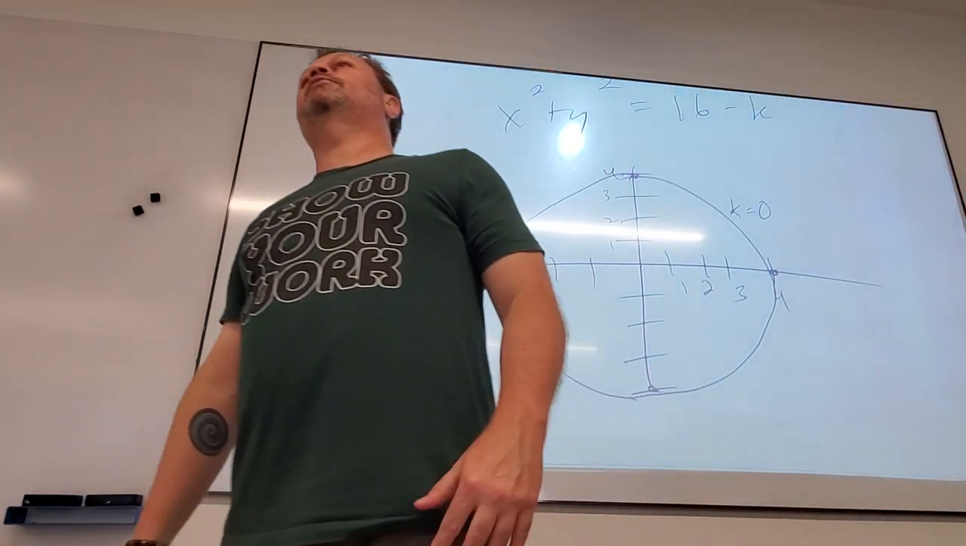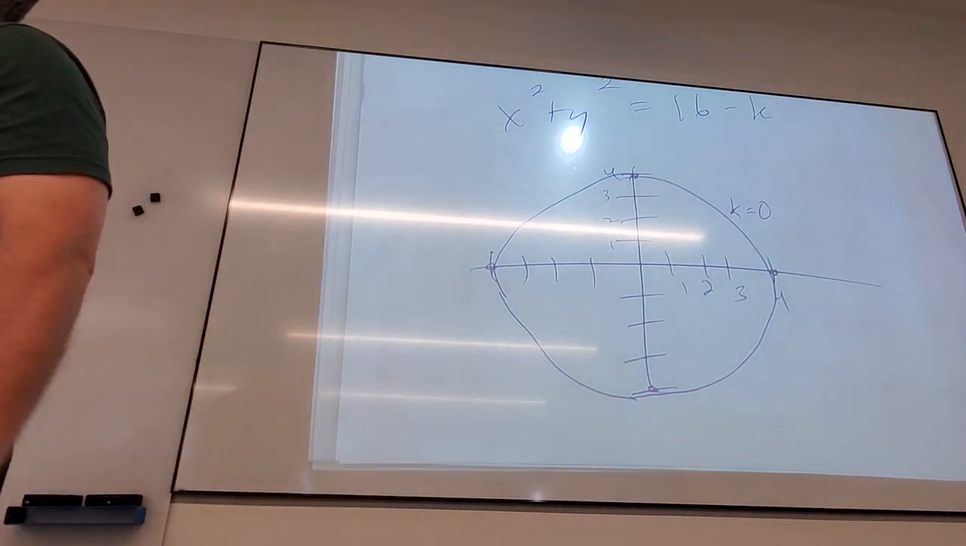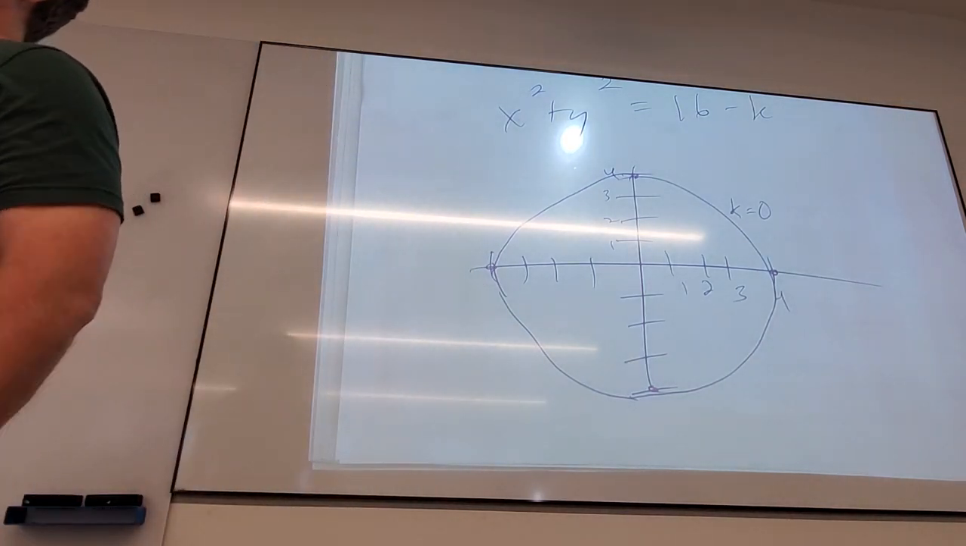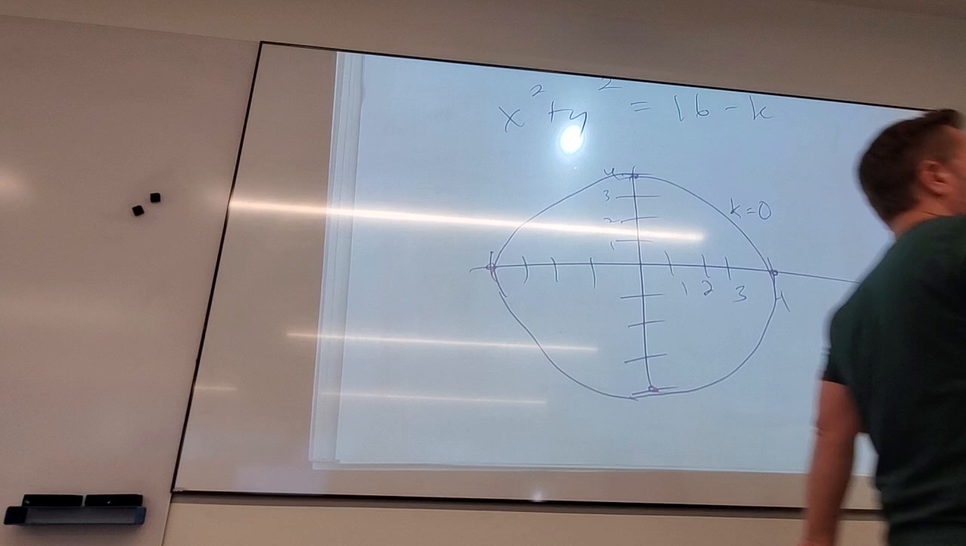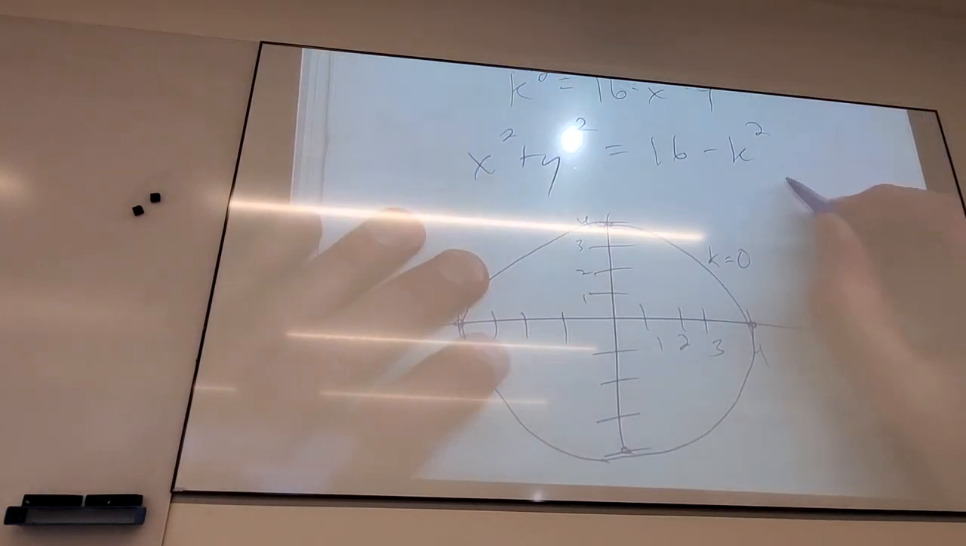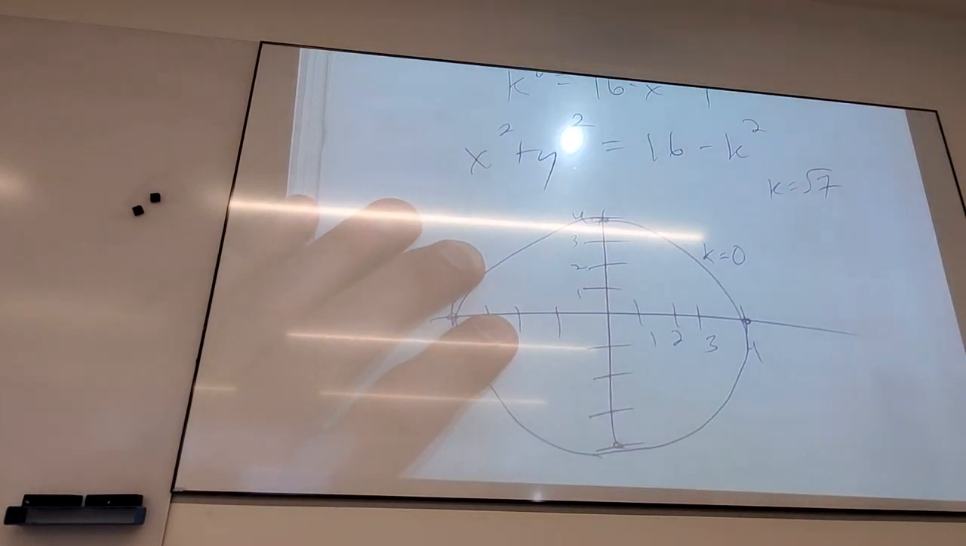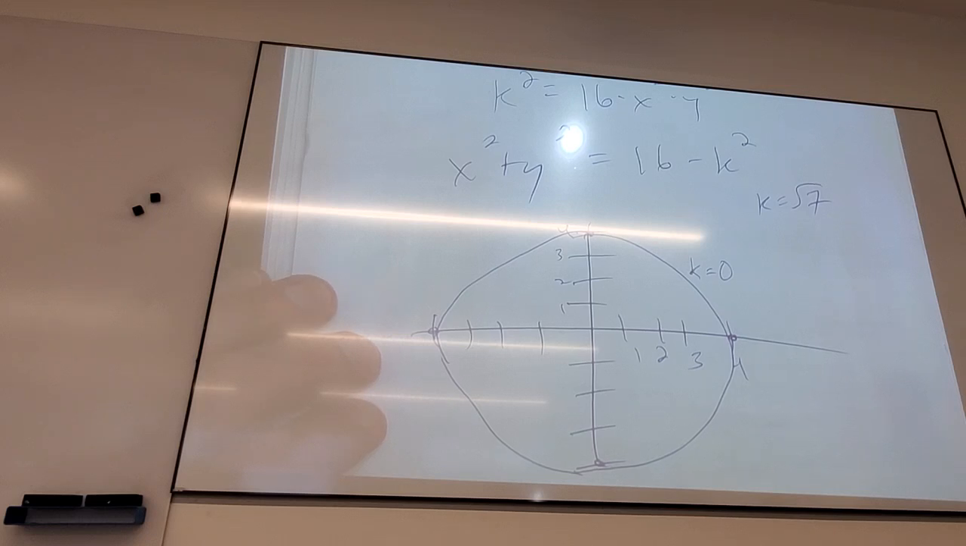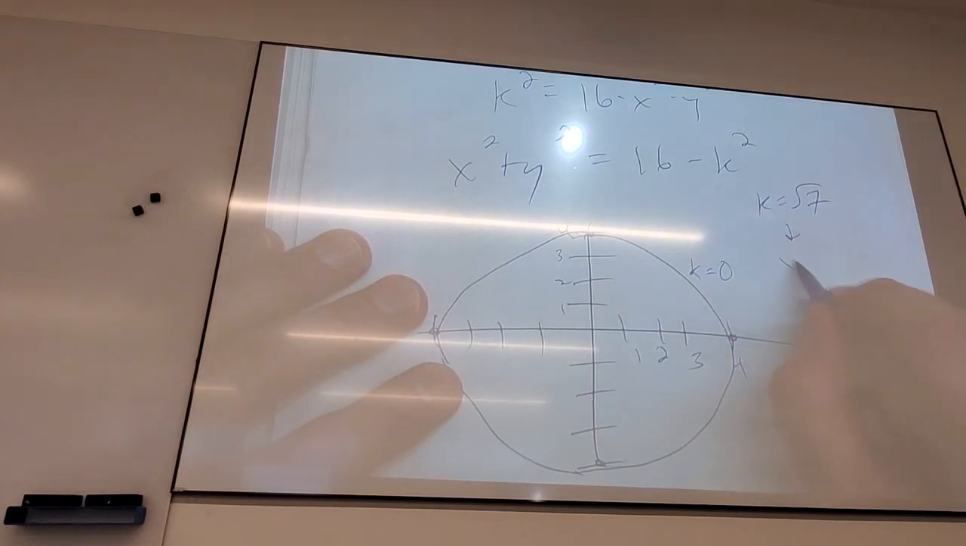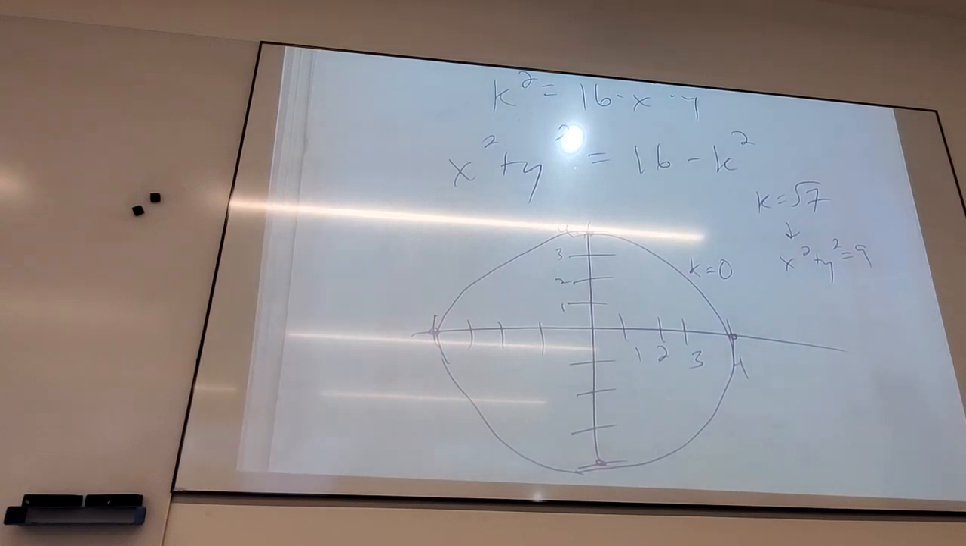What if k equals... there's no good numbers here. What if k equals... you can do it, Jeff. K equals the square root of 7. What do I get? 9. See, that's why I picked square root of 7, yeah?